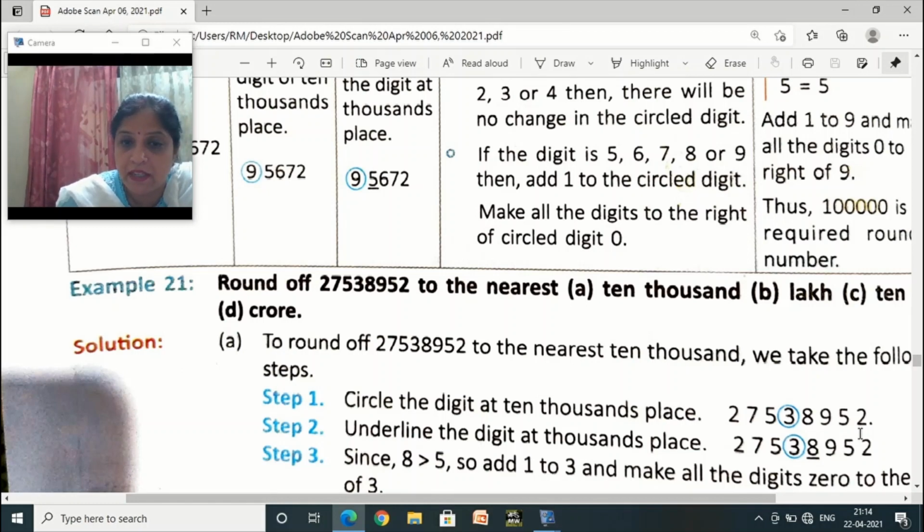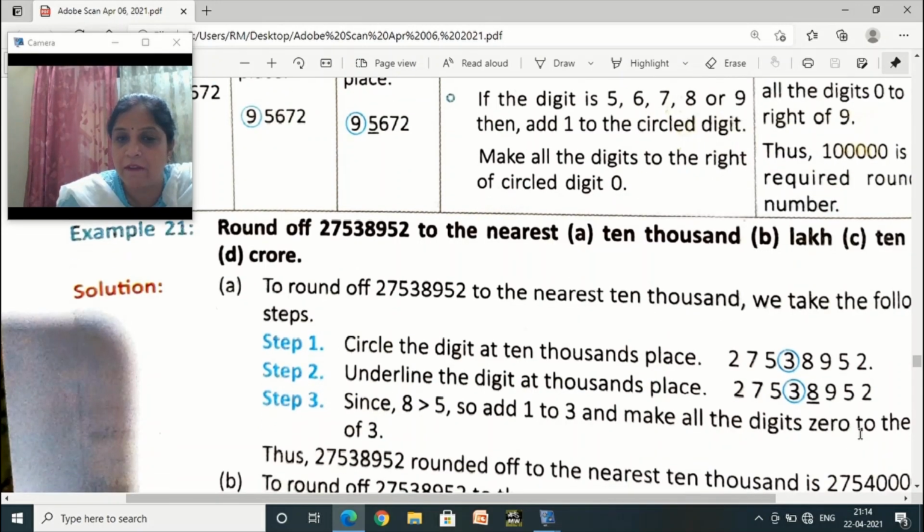Now since 8 is greater than 5, you will add 1 to the circled digit and make all other digits 0. So 27538,952 will be rounded off to the nearest 10,000, that is 2754000, that is 27,54,000. Have you understood? Whatever we have learned, it's very easy. You just follow the same steps stepwise, and you will get the answer.